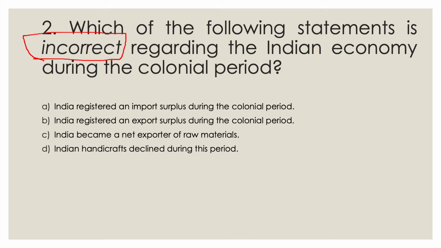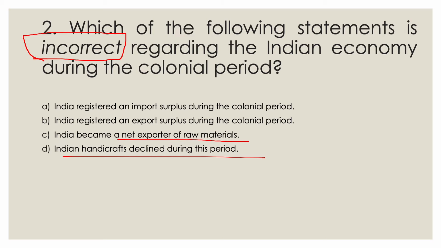Let us see. A, India registered an import surplus during the colonial period. Second option, India registered an export surplus during the colonial period. C, India became a net exporter of raw materials, and D, Indian handicrafts declined during this period. First, let us look at C and D because A and B are similar. We'll need to analyze. C is correct. India did become a net exporter of raw materials.